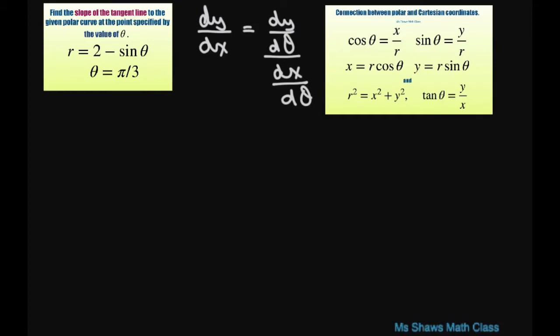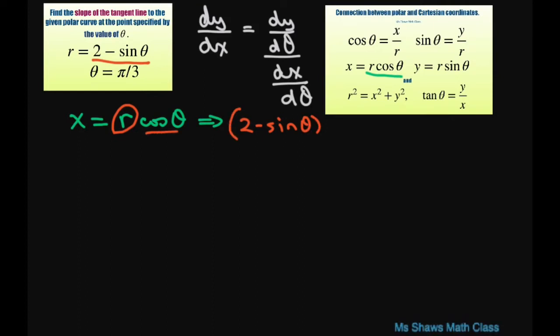So what we need is a y and an x. What we're going to do is show that x equals r cosine of theta. So this is going to equal, substituting in our r here, 2 minus sine of theta times cosine of theta. And we do the same thing for y. y equals r sine of theta. So substitute in your r again, and that's going to be 2 minus sine of theta times sine of theta.